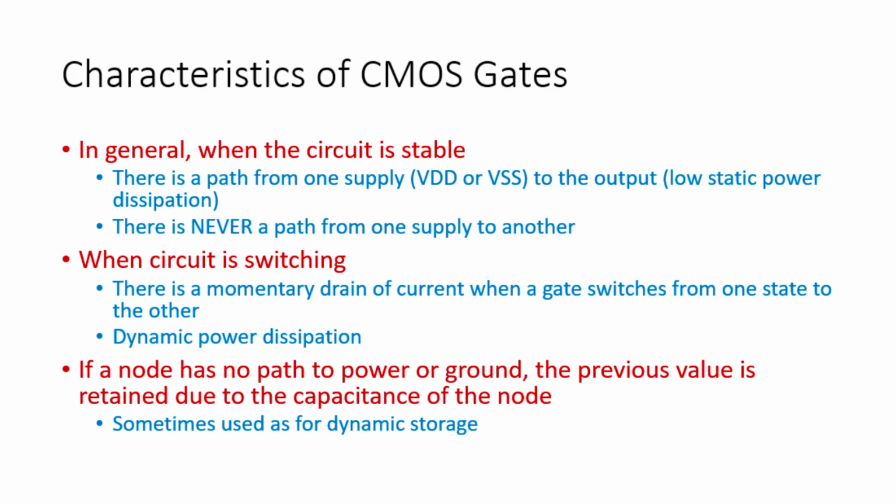CMOS gates are designed to consume power only when switching states, making them highly efficient. They also retain their previous state due to the capacitance at their nodes, which is sometimes used for dynamic storage. Understanding CMOS logic is crucial for anyone looking to dive deeper into VLSI design.